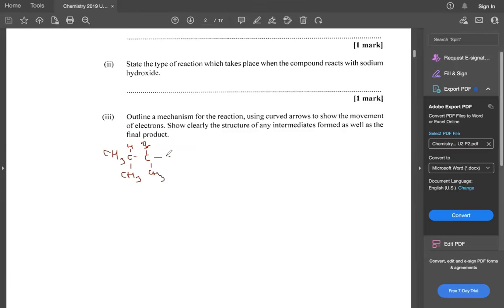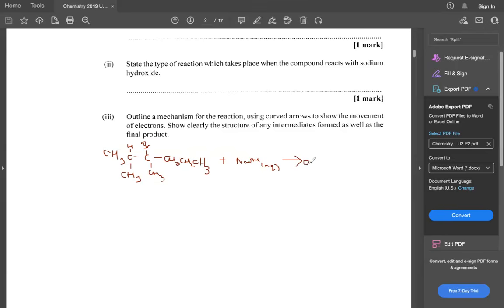CH3, and then the rest of it is CH2, CH2, right? And then CH3. And that is reacting with aqueous sodium hydroxide, right? The net reaction is a nucleophilic substitution reaction. The OH group from the sodium hydroxide is going to come in and substitute out this bromine.